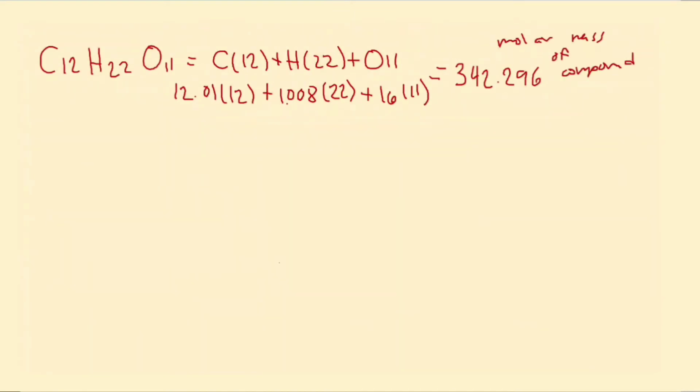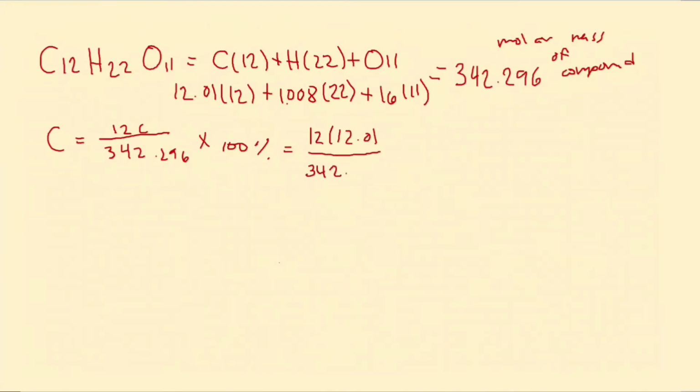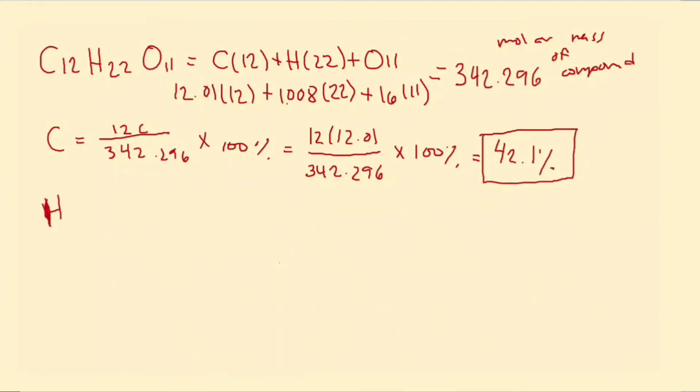Now, if you want to find the percent by mass of carbon, you need to take the molar mass of all 12 carbon atoms and divide it by the total mass of the compound, which is 342.296. Then multiply by 100. So that's going to be 12 times the molar mass of carbon, which is 12.01, divided by 342.296, then multiply by 100. And that gives us 42.1%.